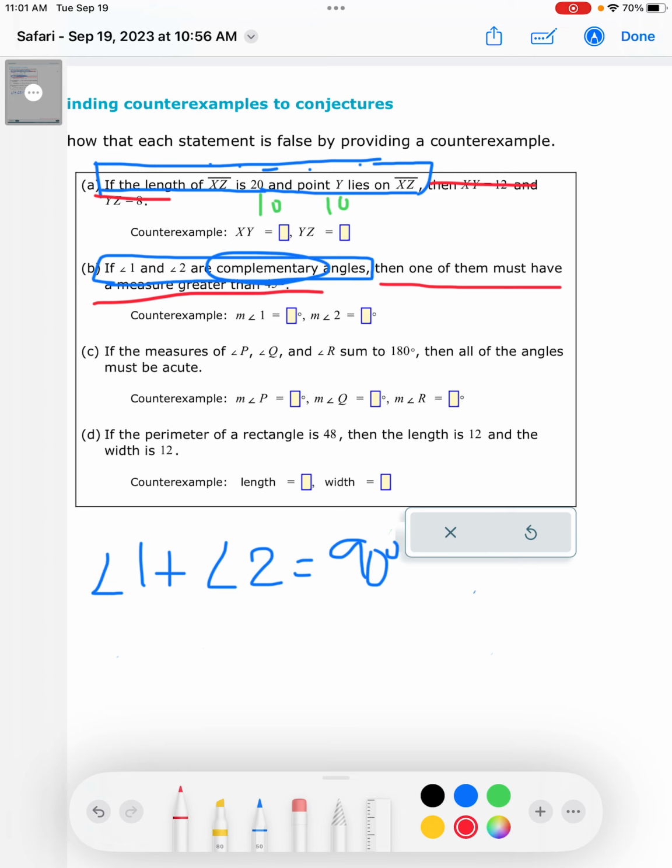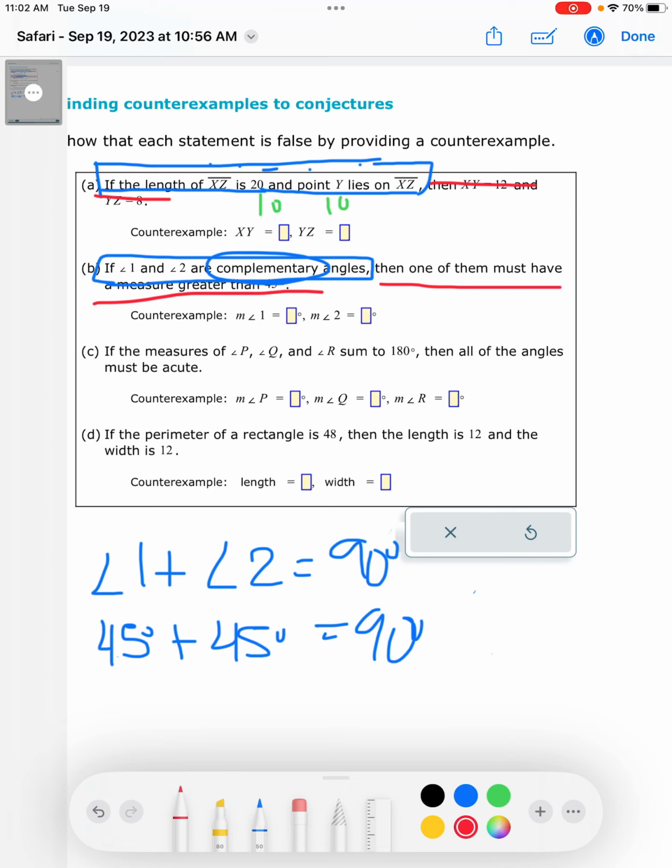Well, what if I make both of them 45 degrees? I could say I have a 45 degree angle. That's not greater than 45. And I could say I have another 45 degree angle. That's still not greater than 45. But if I add them together, I still get my 90 degrees. So would this disprove their statement?